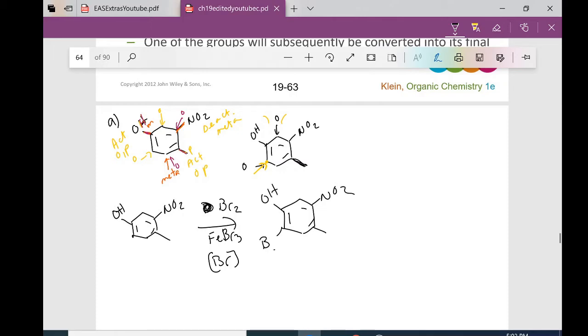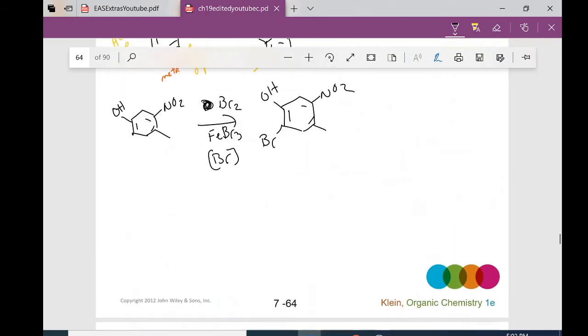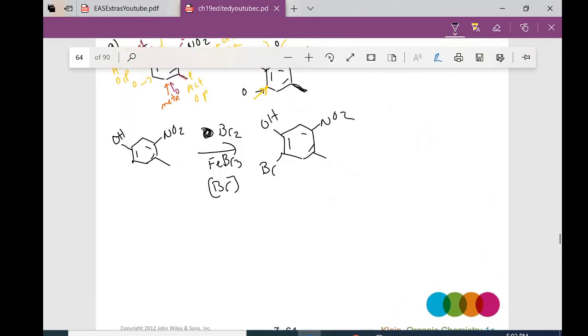So bromine goes here. Okay. All right, let's see if we can look at maybe one more of those, if we've got enough room. Let's consider C from that series. Okay, so where would be the most likely spot for electrophilic aromatic substitution?